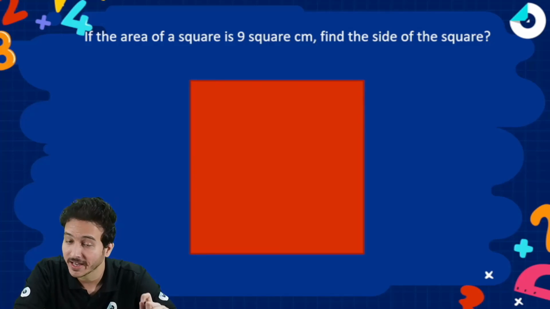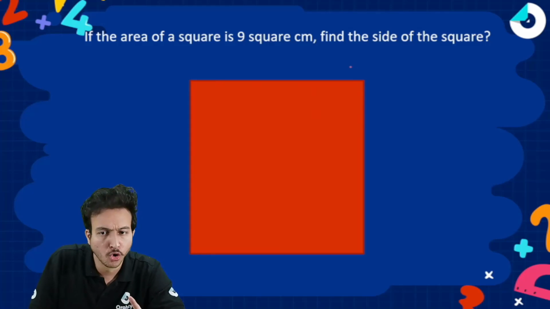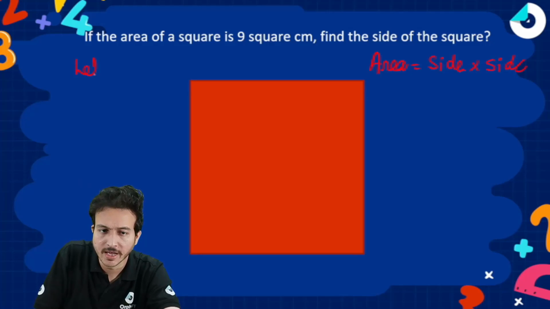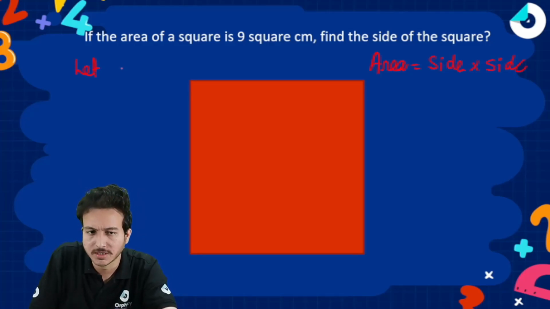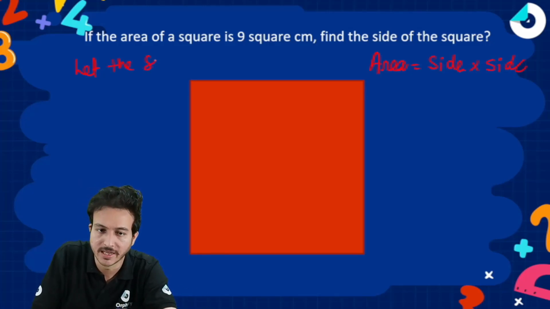Now they are saying the area of this square is given to you as 9 square centimeter, but we know the formula of area of a square. The area of a square can be found using the formula side into side. I don't know the side of this square, so what I will do, I will assume it to be any alphabet. Let the side be x. Let the side be x centimeter.